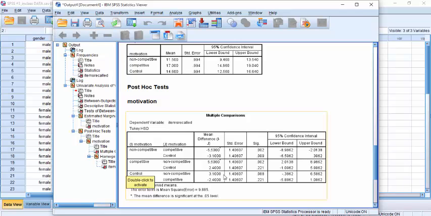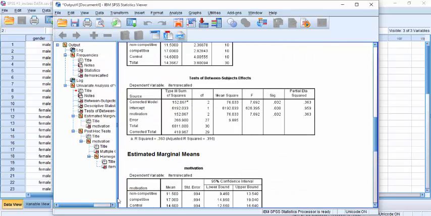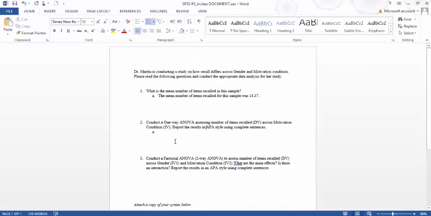So here we see that the non-competitive group and the competitive group were significantly different from one another, whereby the competitive group scored significantly higher than the non-competitive group. So let's go ahead and report this. Like we've done with other statistics, we're going to first tell our reader what analysis we have done.